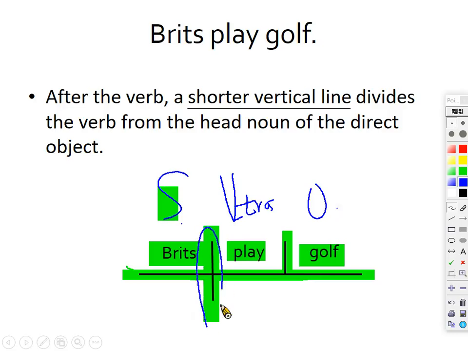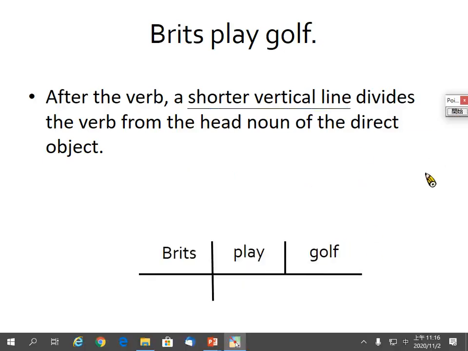And we use a vertical line and a short line. So, bridge, play, golf. Very simple. Is that right? So after the verb, we have a short vertical line that divides the verb from the head noun of the direct object.